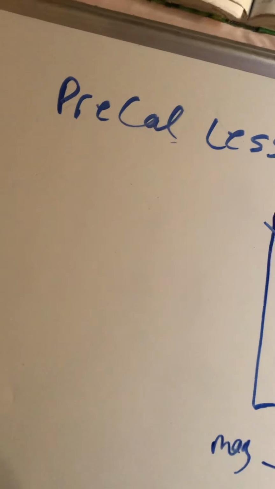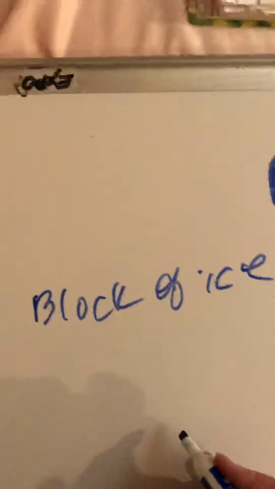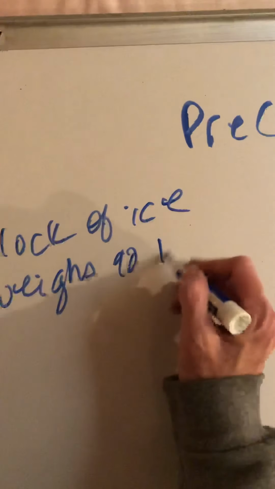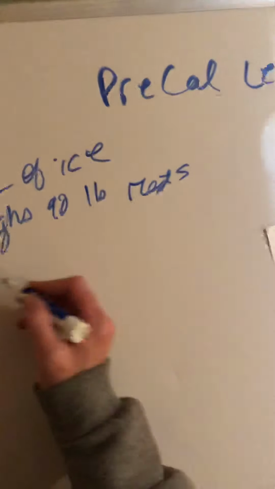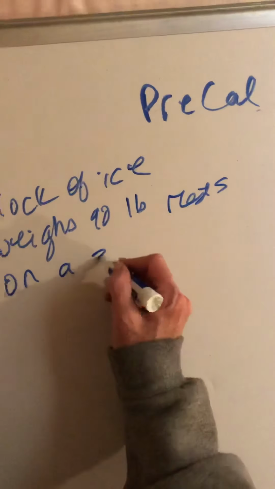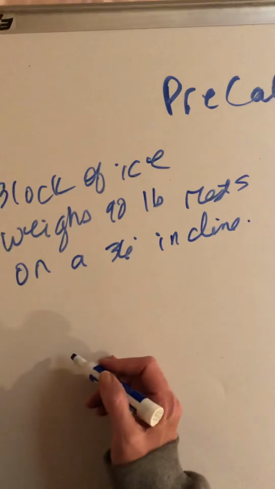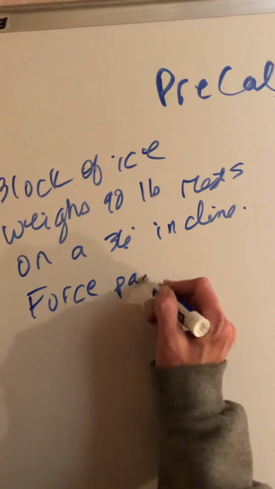So you could have one where we've got a block of ice. It weighs 90 pounds. And it rests on a 36-degree incline. And we want the force parallel.